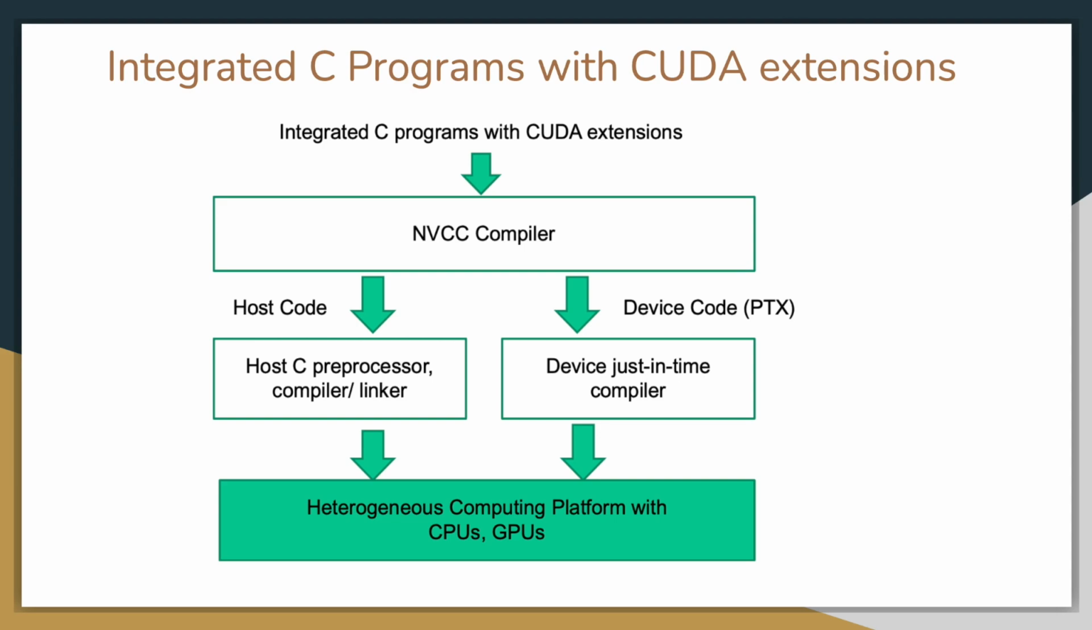The integrated C programs with CUDA extensions work as the diagram below shows. The integrated C programs with CUDA extensions go through the NVIDIA CUDA compiler. Host code follows the ANSI C preprocessing, compiling, and linking, and then goes to a heterogeneous computing platform with CPUs and GPUs. The same goes for the device code, however, there's a difference. The device code goes to the device just-in-time compiler, and afterwards it goes to the heterogeneous computing platform with CPUs and GPUs.